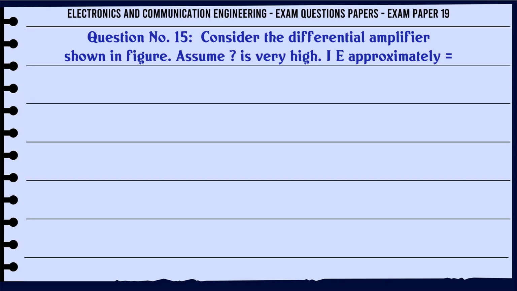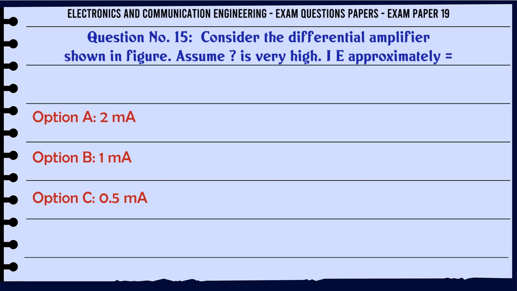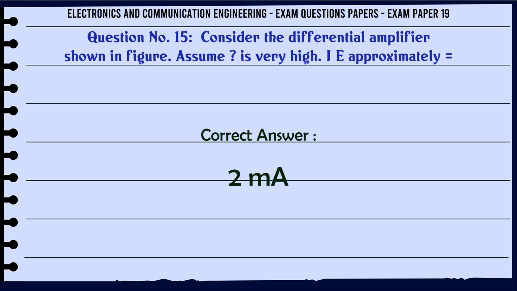Consider the differential amplifier shown in figure. Assume the parameter is very high. The current is approximately A. 2 mA, B. 1 mA, C. 0.5 mA, D. 3 mA. The correct answer is 2 mA.